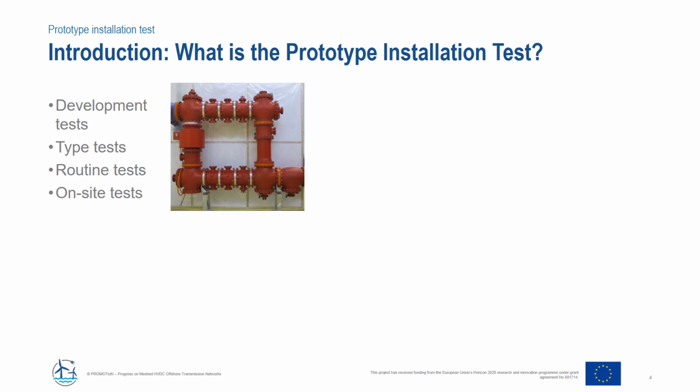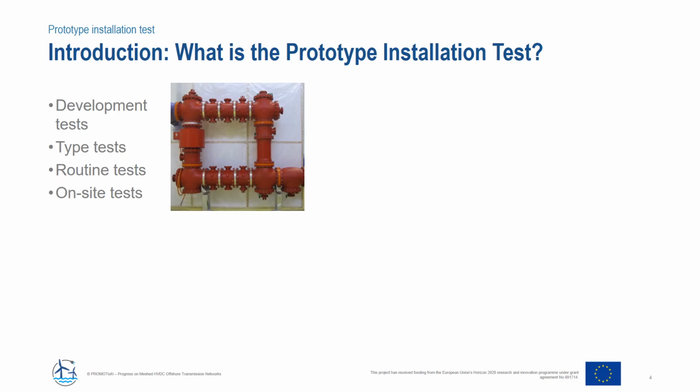There is a type test, which focuses on rated performance demonstrations, so verifying under rated current and rated voltage if a part of GIS or a GIS assembly can fulfill those rated performance requirements. And there is a routine test, which makes sure that a given manufactured product doesn't have any kind of anomaly during the manufacturing process. So this is a checking process.